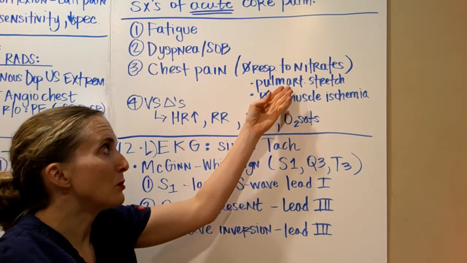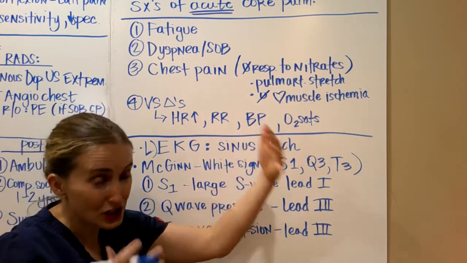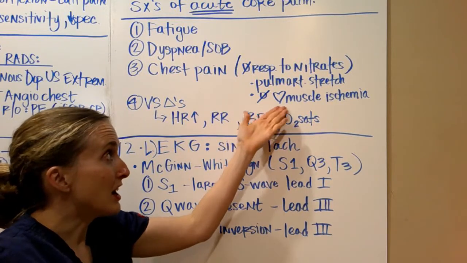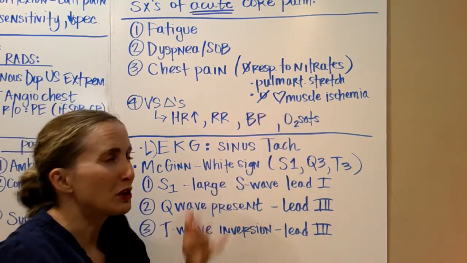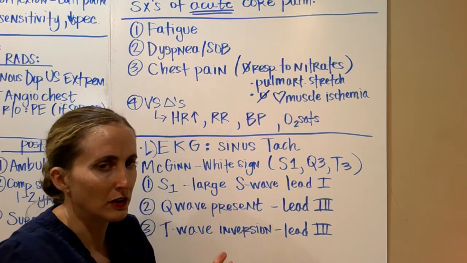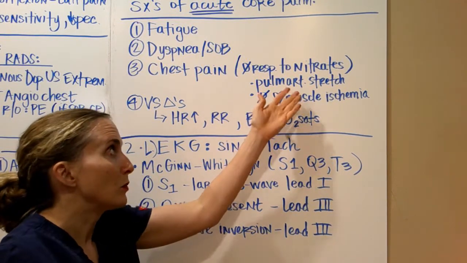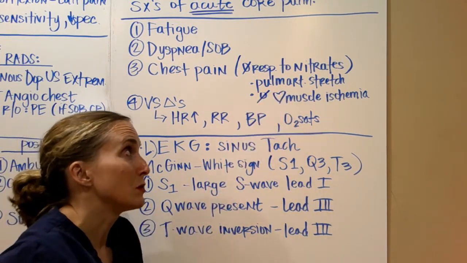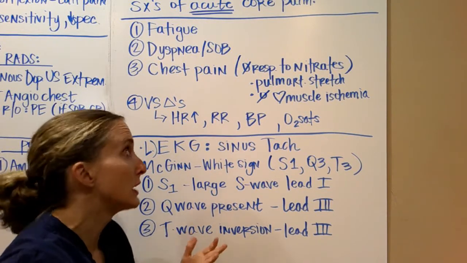And that's because it's the pulmonary artery that's stretched, okay? And it's not a heart muscle ischemia issue. And so the nitrates aren't going to help. They won't help with the actual root of the problem in this case, which is the pulmonary artery that's overstretched.